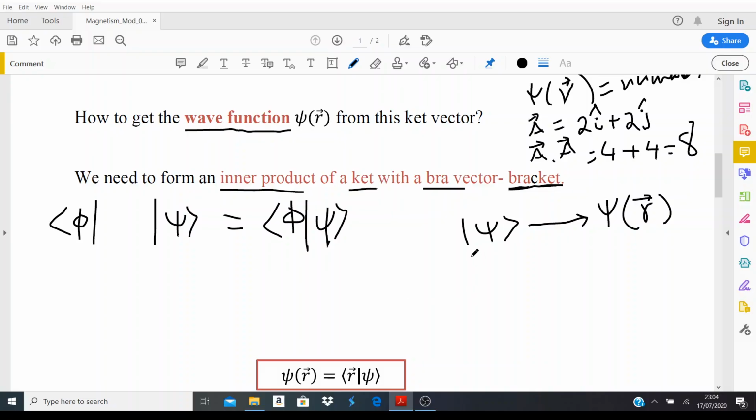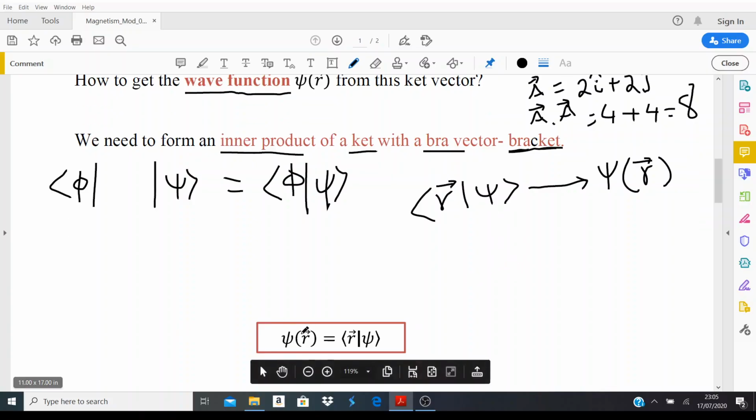The idea is that you have to find the bra vector to make an inner product with the psi, and the bra vector to use turns out to be the position bra vector r. So this is an inner product between the position bra vector r and the ket psi. If you perform this inner product, the number that pops out is the wave function. That's how you get a wave function out of a ket vector. That's very important, and I put it in a box so that you remember this quantity.